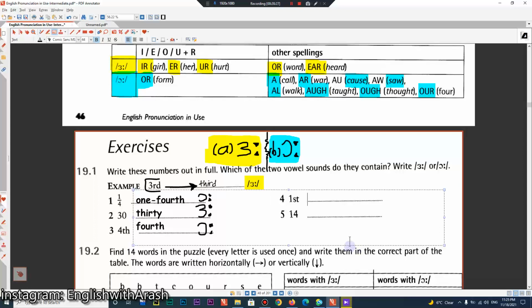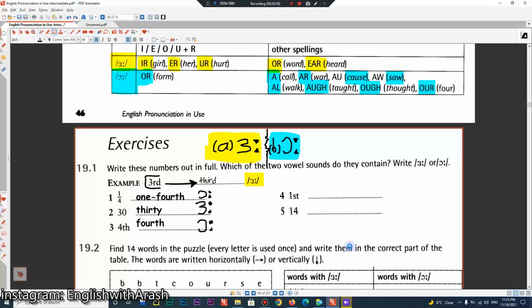Number 4 is first, and number 5 is fourth. What do you think? Let me write down. No. Yes. Sorry. Oh my god. It seems that I'm a little tired. So yes, number 4 is A because you say first.